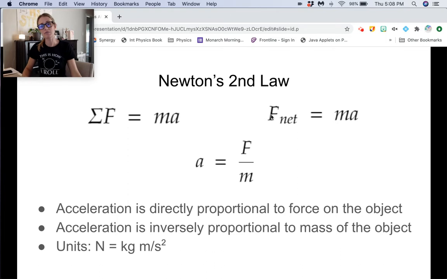We can also see, since mass is on the denominator, that acceleration is inversely proportional to mass. So think about a big object and a small object. If you give them the same force, the bigger object has more inertia, so it's going to be harder to accelerate. So the bigger the mass, the smaller the acceleration, and that makes sense. Now, the units for force are newtons. You see a theme here, Newton's second law, units for force are newtons. And a newton is just a kilogram times meters per second squared. That's what that unit is made up of.